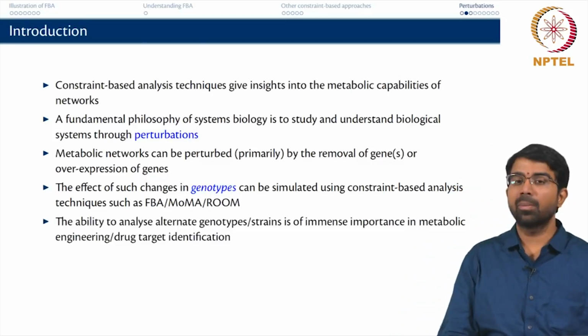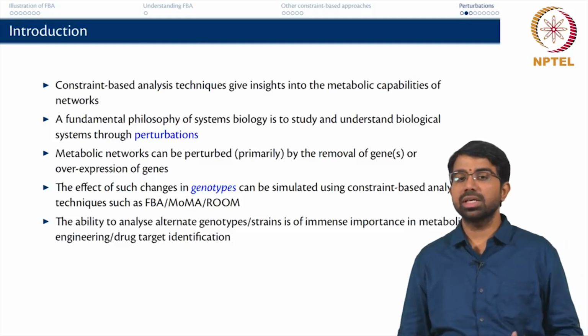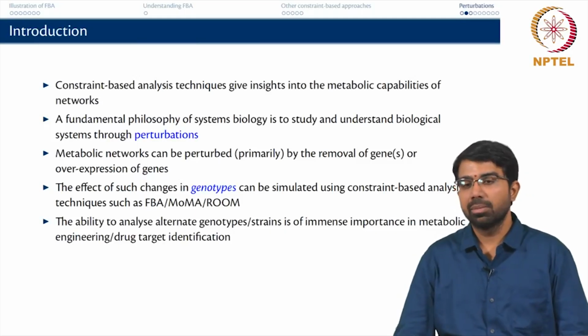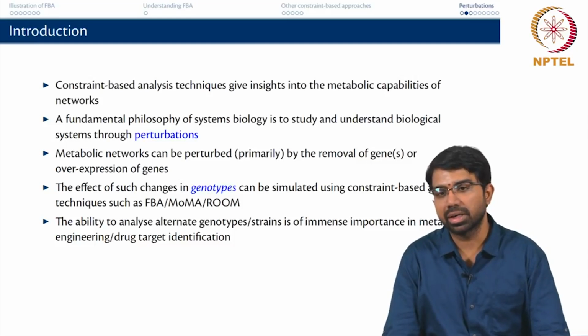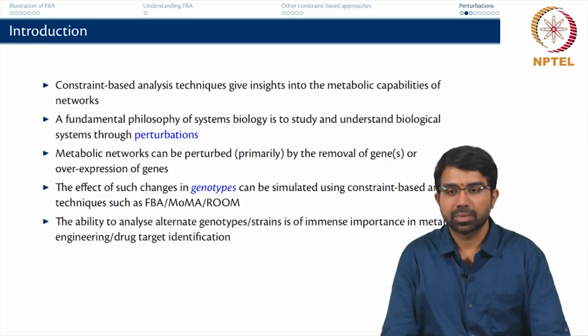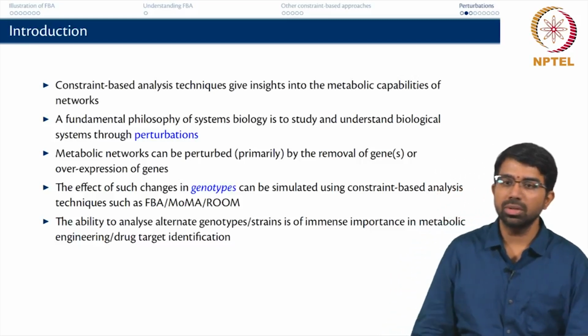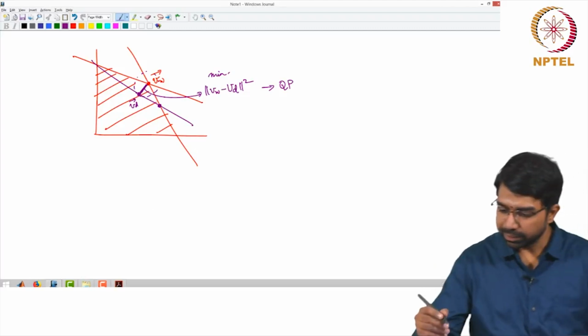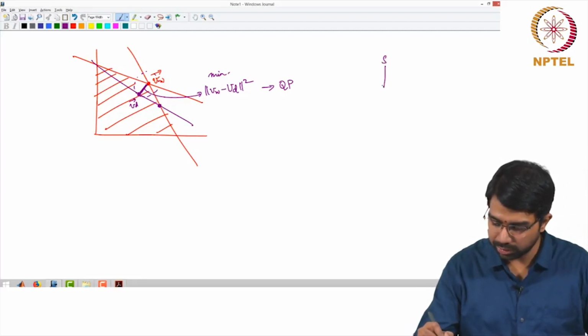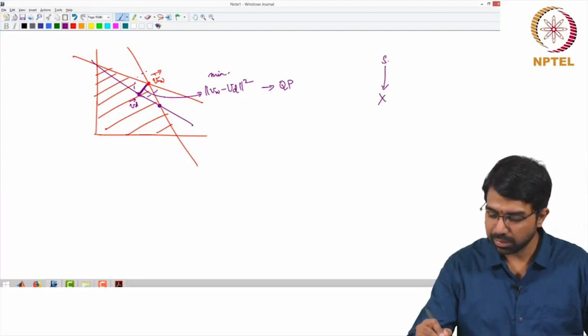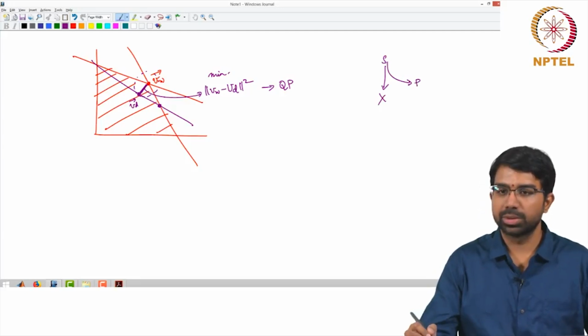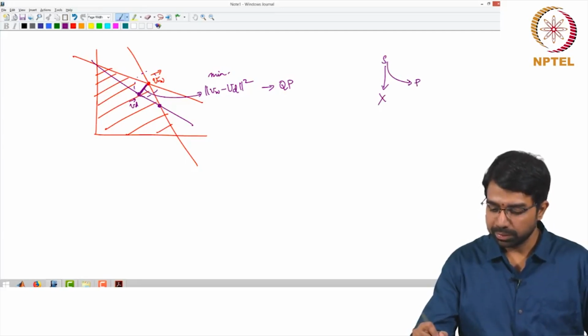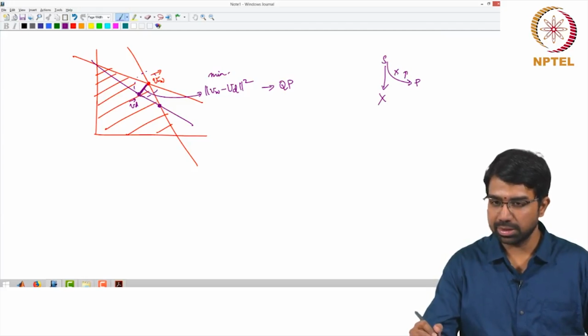The ability to analyze alternate genotypes or strains is of great importance in metabolic engineering and drug target identification. This is a very commonly used technique wherein we try to see how to reroute. I think I did mention it a few classes earlier. This is what the cell is trying to do, and you want to reroute it towards this. So, can you delete some genes, increase some genes?